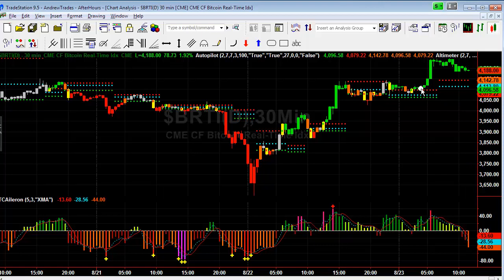Currently on a 60-minute or 30-minute basis, this is showing a long position from about 4,096, currently trading about 4,187. So Bitcoin is another symbol that you can utilize the altimeter and the whole Commander series package with in order to be profitable.